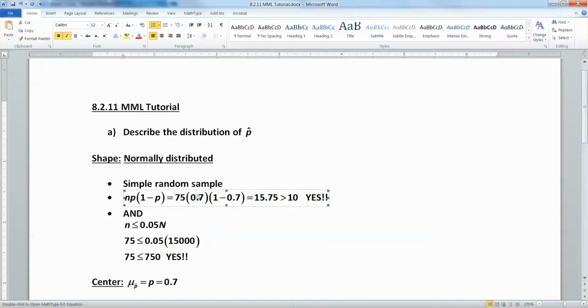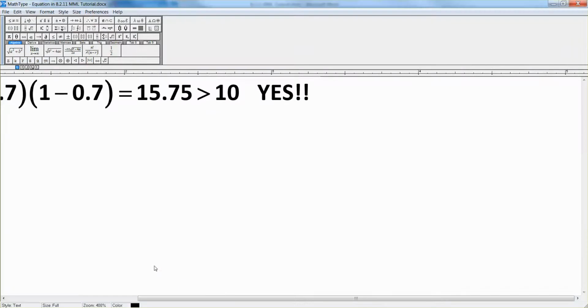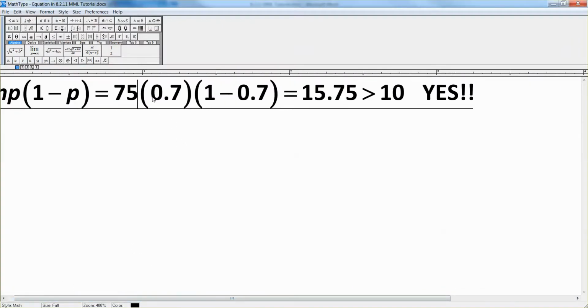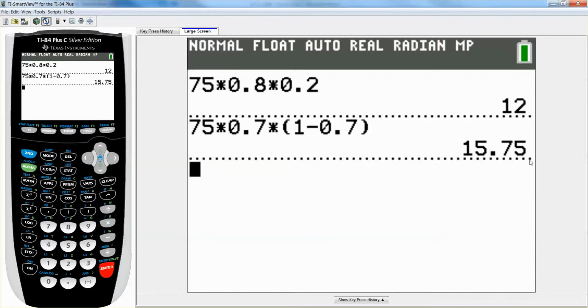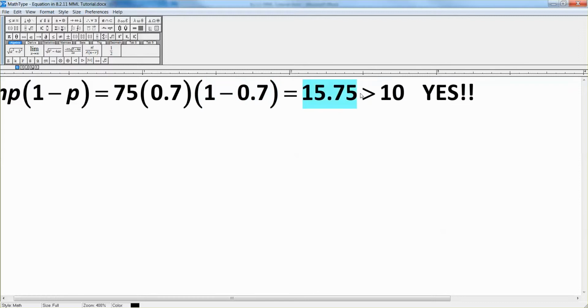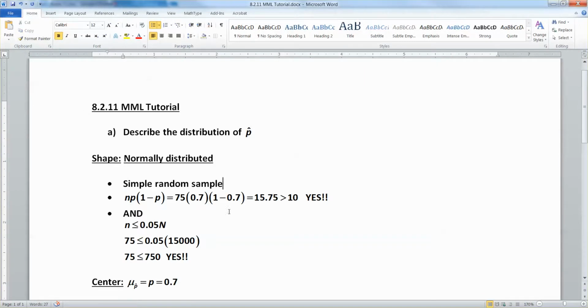So n times p times 1 minus p is 75 times 0.7, times 1 minus 0.7. I'm going to grab the calculator. 75 times 0.7 times 1 minus 0.7 would be 15.75. So that's where I got the 15.75 from. That is bigger than 10, so yay. That means that it's normal.